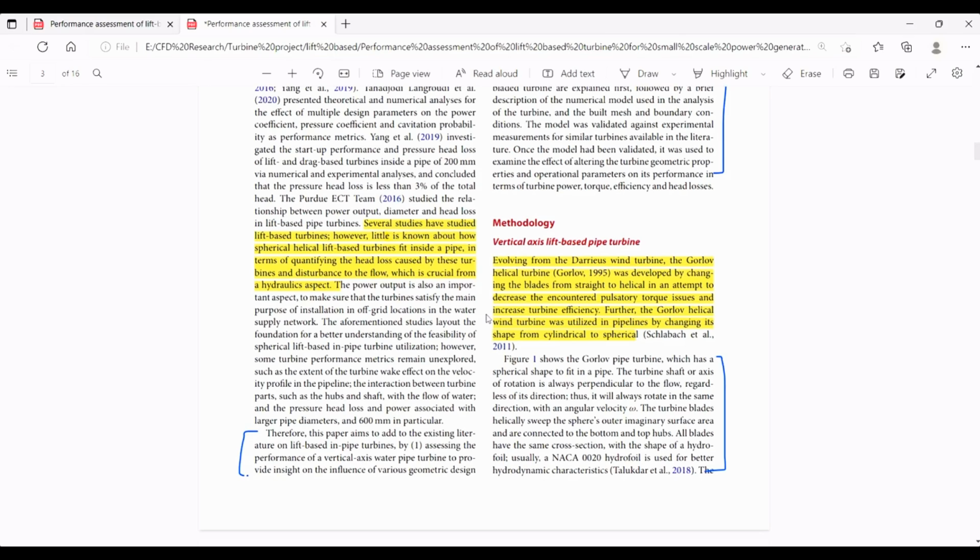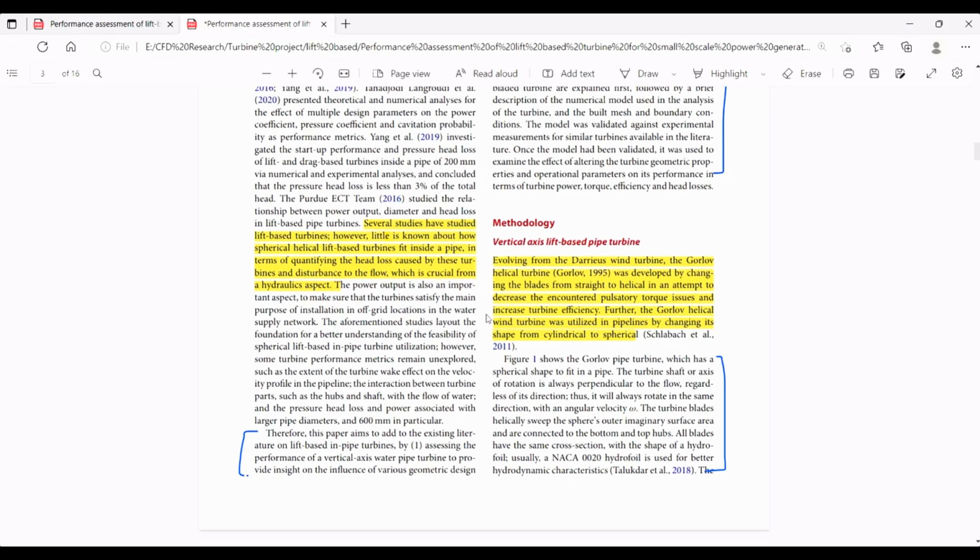But this turbine has various shortcomings. Particularly, it has a pulsatile torque, which is not good for the overall turbine efficiency as well as the product life of the turbine. So, for improving the shortcomings, the Gorlov helical turbine was developed, and in this turbine, the blades were changed from the straight to the helical position, which decreased the shortcomings of the Darrieus turbine.